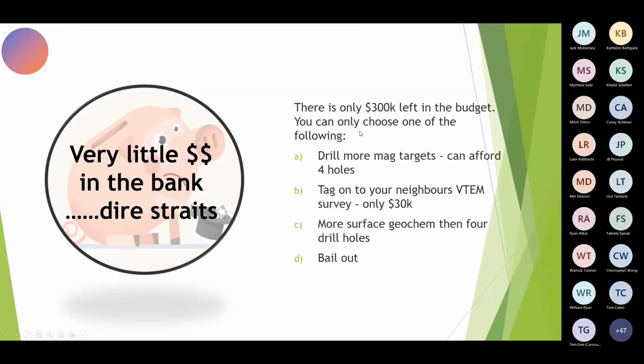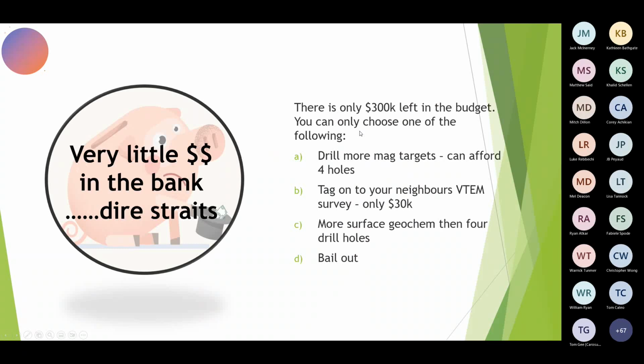Well, we really haven't got anywhere. We've just shown that there's nothing in a short interval past the known ore deposit. There's only $300,000 left in the budget now, and we can go and drill some mag targets. We can afford to drill about 4 holes. The width of the tenement's about 20 kilometres, so 4 holes on a 20-kilometre area is fairly risky, I would say. Oh, the neighbours are doing some VTEM.